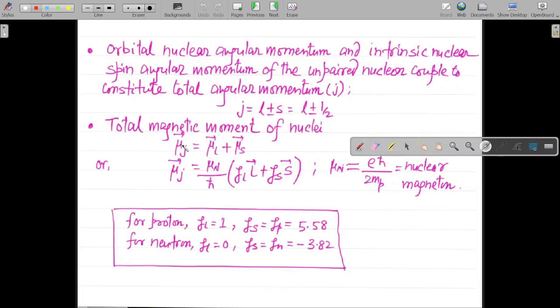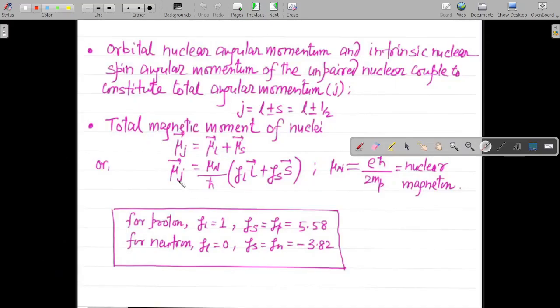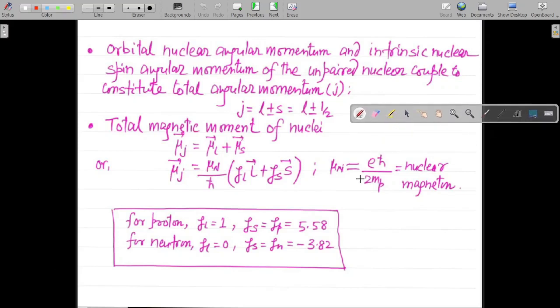Now μJ, as J equals L plus S, so the μJ vector will be equal to the μL vector plus the μS vector. Now you know this very well, you have already learned it in atomic and molecular physics. If you haven't, I would still like to tell you this particular fact, just to remember for the time being.